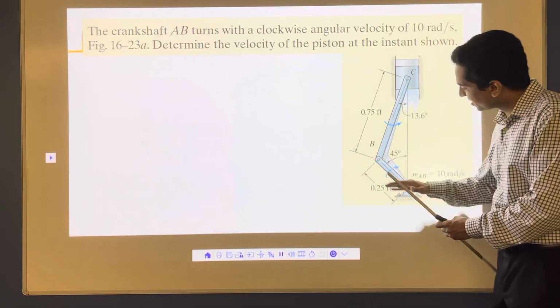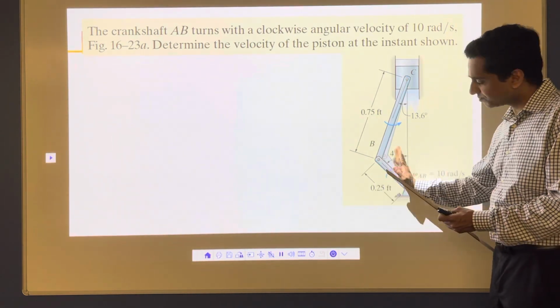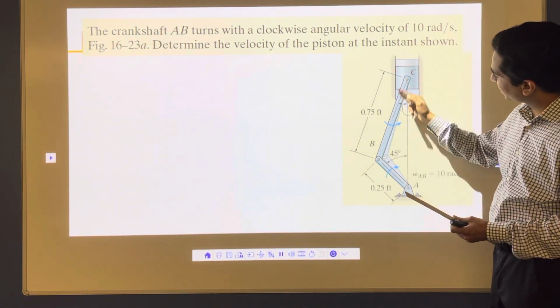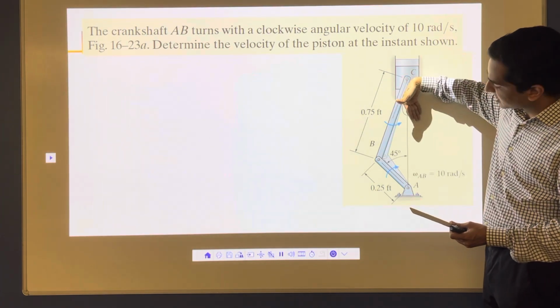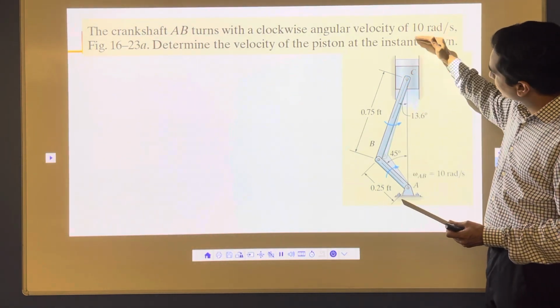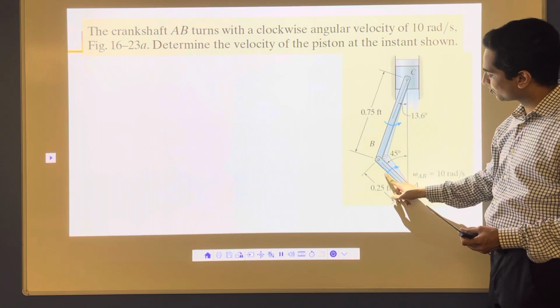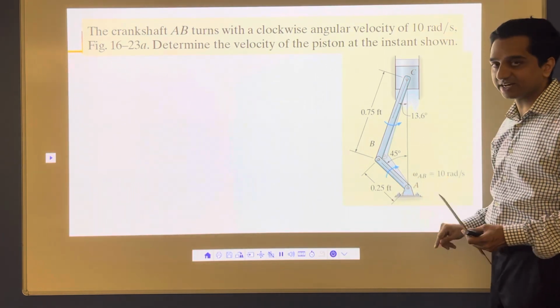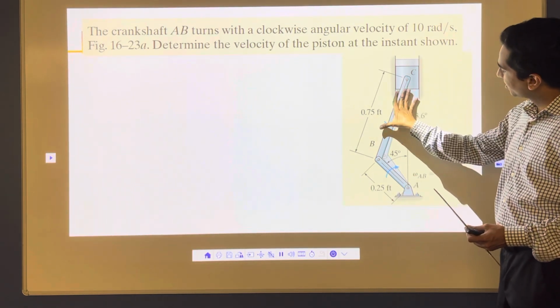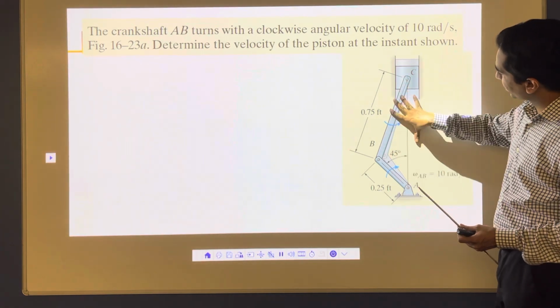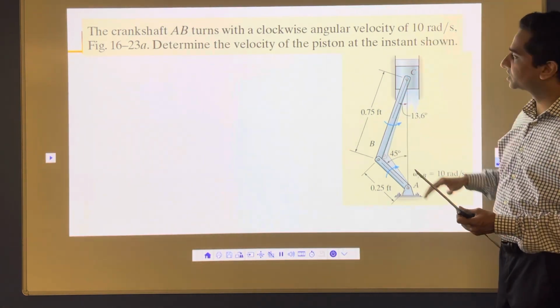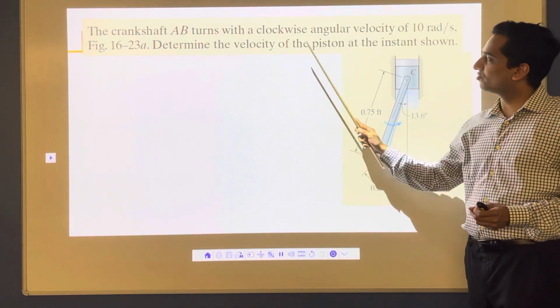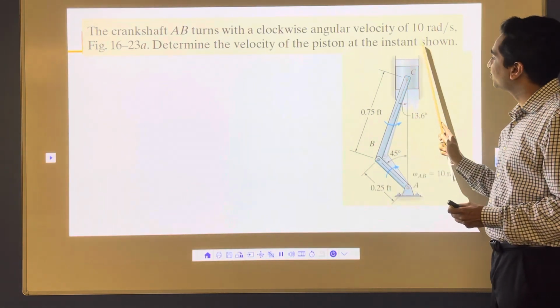So this link AB moves, and as it moves, this link CB moves, and then as this link CB moves, this C will go up and down. In this case, this is moving in this direction with a velocity of 10 radians per second. So the BC is going to rotate, and C will move in the upward direction. We want to find out what is the velocity of the piston at the instant shown.